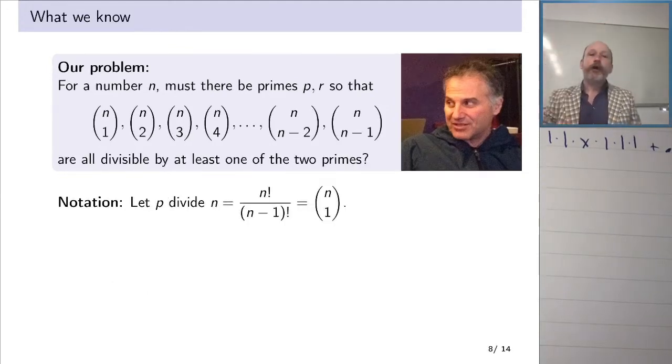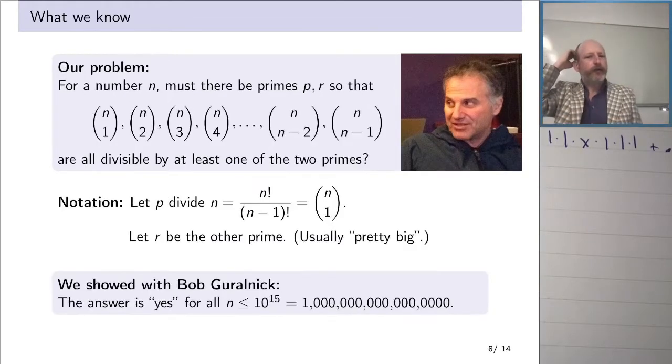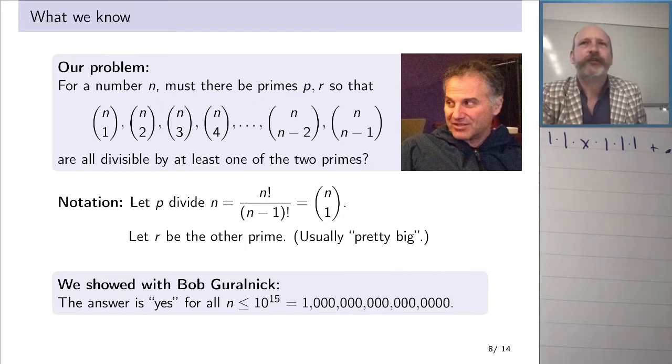Okay, so I want to tell you what we know. First of all, I want to fix some notation. I've got P and R. The number n that you're looking at is the same thing as n choose 1, right? Because if you want to choose a one-element set, you just pick one guy, and there are n ways to pick it. So I want P to be a prime that divides n, and I want R to be the other prime. P will be pretty small, a divisor. R is often close to n. We'll see.